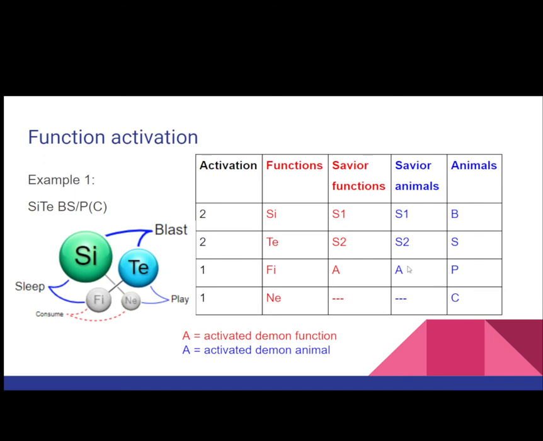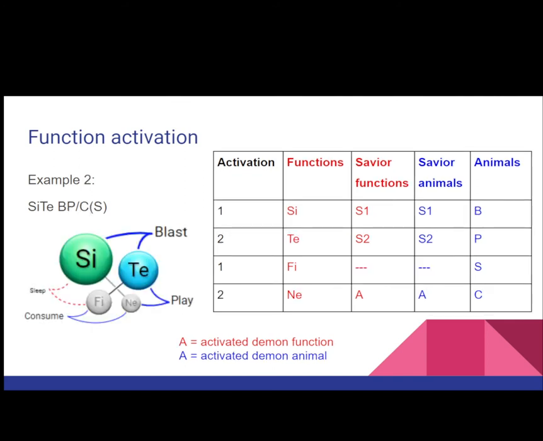The play animal here is the third animal. We call the third animal the activated daemon animal, because even though it's a daemon animal, they can still have a reasonable amount of access to it. Okay, let's do another example. We're going to use ISTJ again, but we're going to do a different animal stacking. Let's do blast, play, consume, sleep.